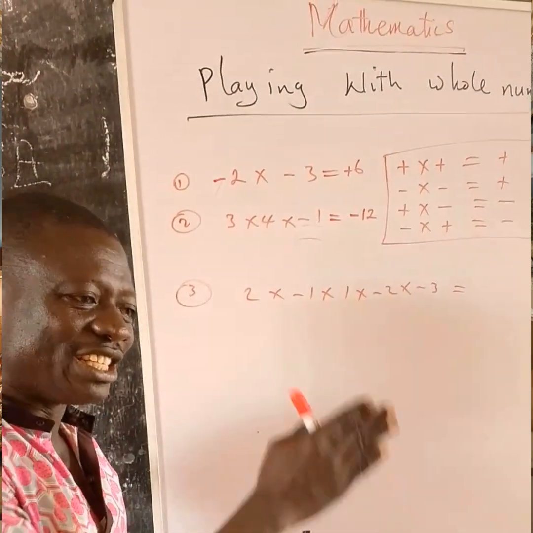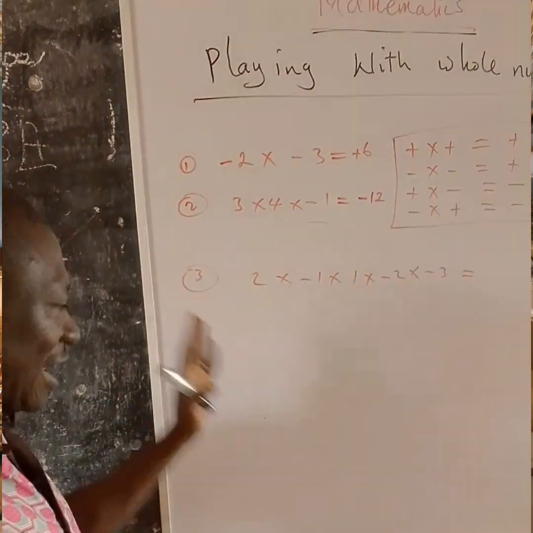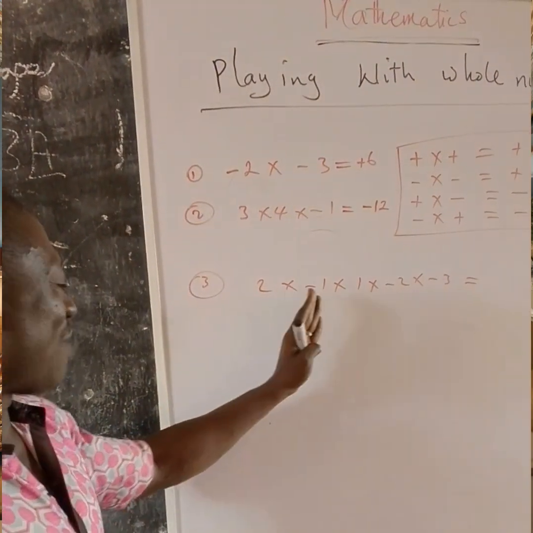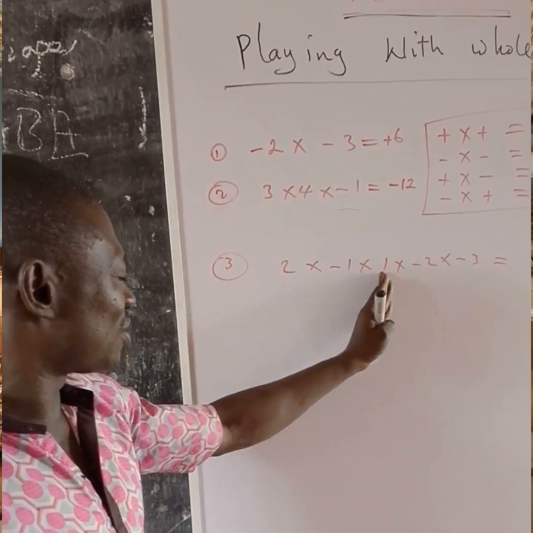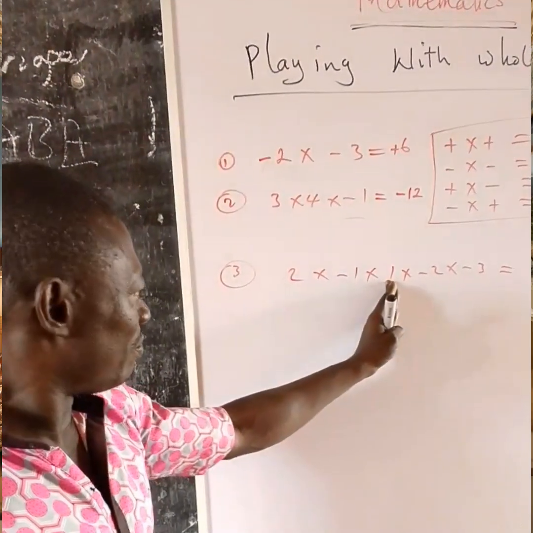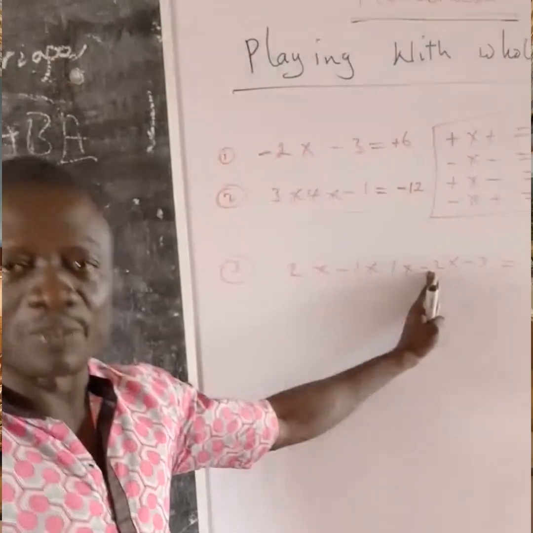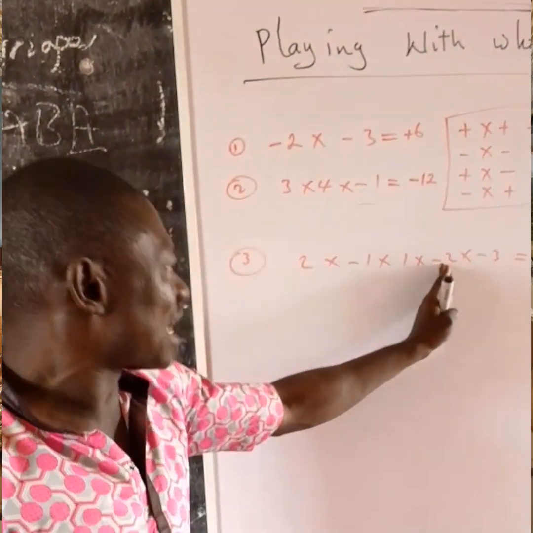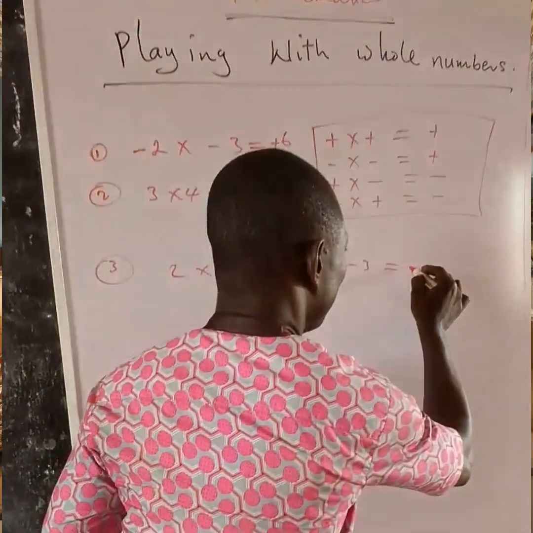You just need to take it until you get to the end. I repeat, plus times minus will have minus. Minus times plus will give you minus. Minus times minus will give you plus. And plus times minus, the last sign, will give you minus.